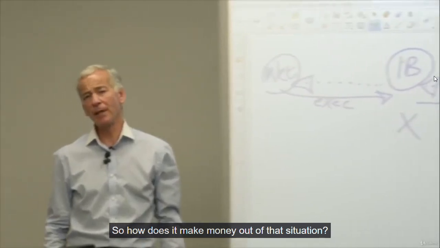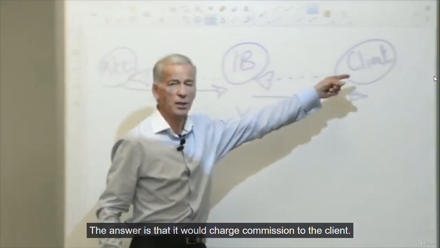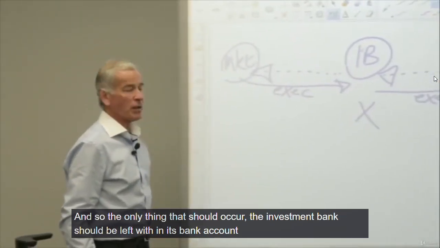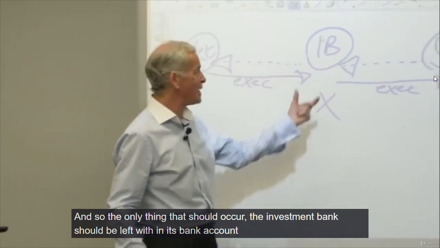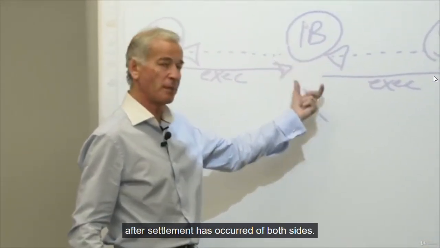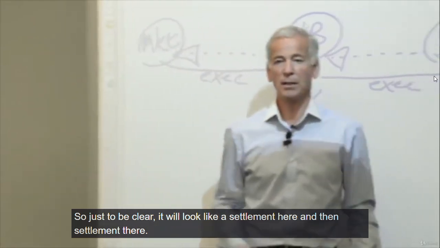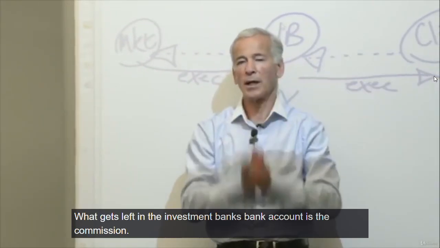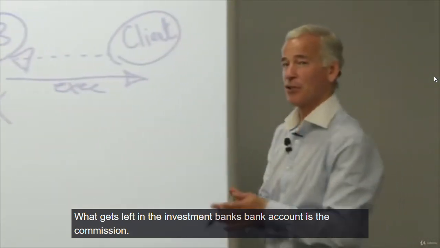So how does it make money out of that situation? The answer is that it would charge commission to the client. And so the only thing that should occur, that the investment bank should be left with in its bank account after settlement has occurred of both sides, so just to be clear, it will look like settlement here and then settlement there. What gets left in the investment bank's bank account is the commission. That's the idea.